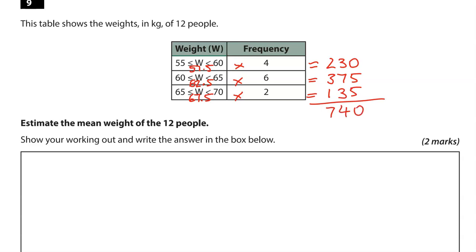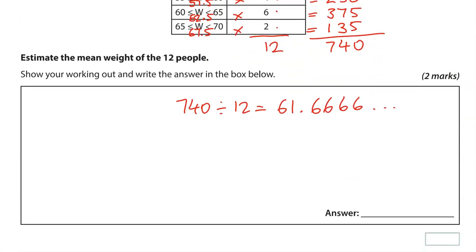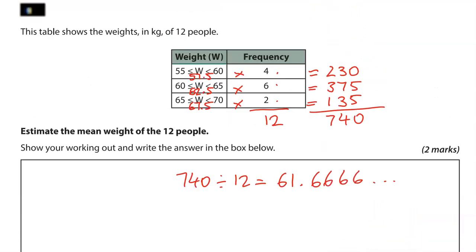So that is 740 in total if we add 230, 375, 135, which we're going to divide by 4 and 6 is 10 and the 2 is 12. So 740 divided by 12 gives us 61.666. So 6 is recurring. So I'm going to write this as 61.67, rounding it to 2 decimal places. And what unit is this? That is kilograms.